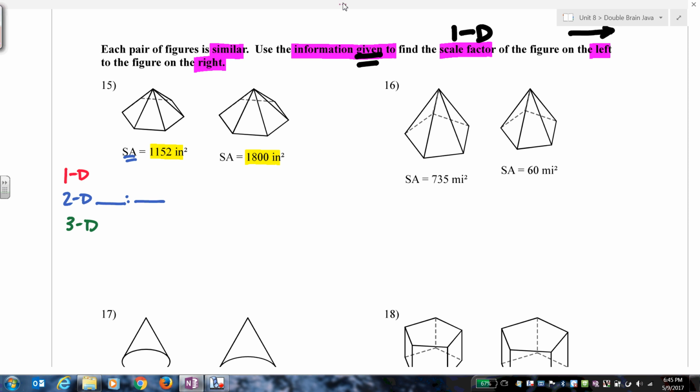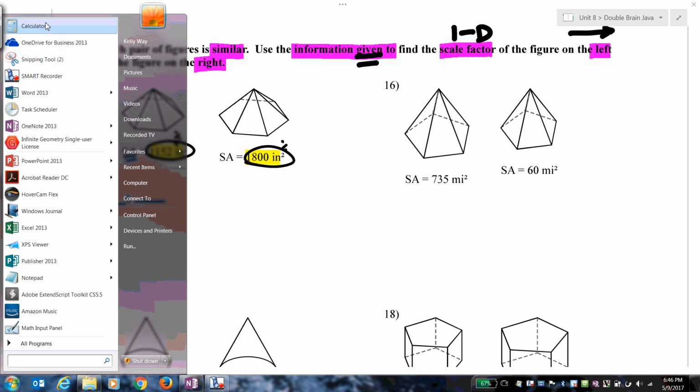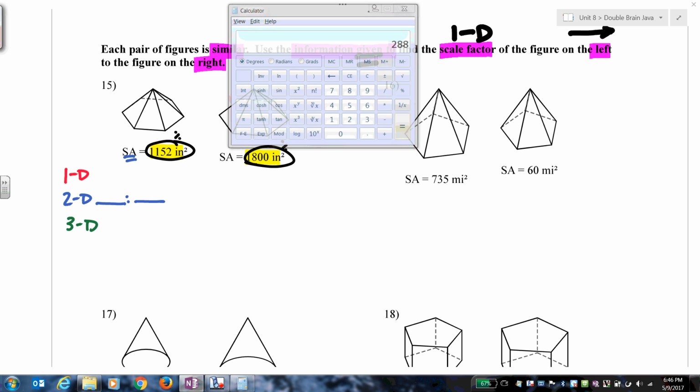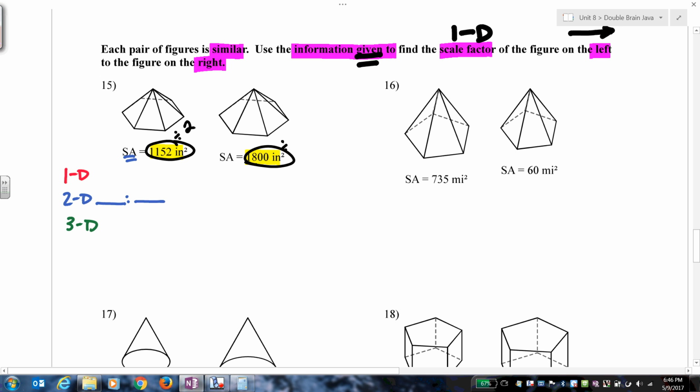Before we can get the ratio, we actually have to reduce. We're going to reduce these numbers left to right. You can start by dividing by a number that you know goes into both of them. So we're going to start with a simple number like 4. I'm going to go 1152 divided by 4. I got 288. I'm going to divide by 4.